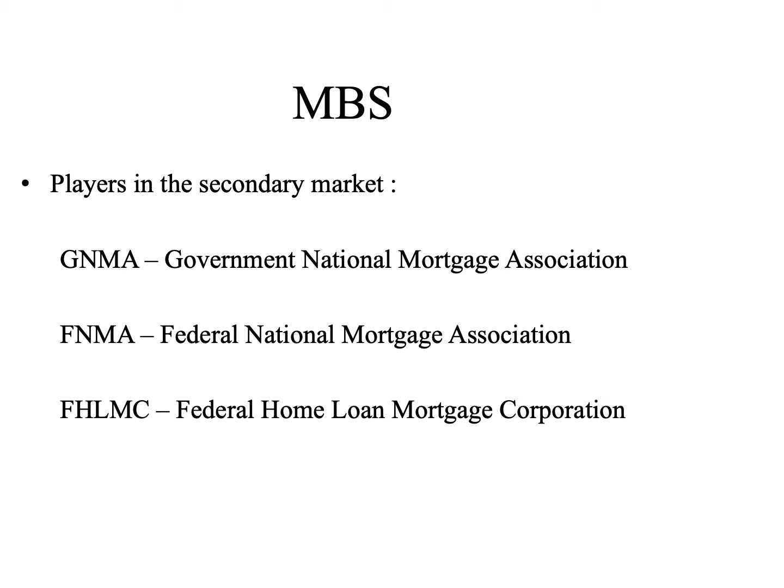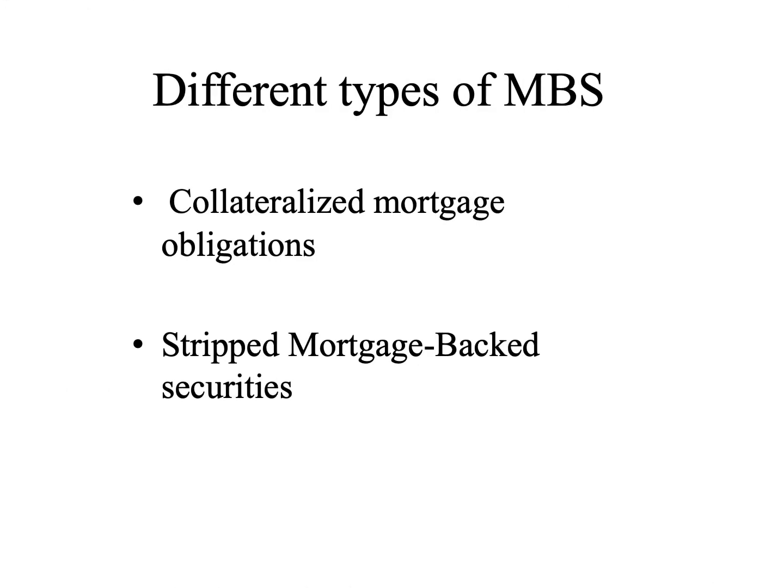Who are the players in the United States mortgage-backed security? Ginnie Mae, which is the Government National Mortgage Association, Fannie Mae, which is the Federal National Mortgage Association, and the Federal Home Loan Mortgage Corporation. There are several different types of mortgage-backed securities. Two main types are collateralized mortgage obligations and stripped mortgage.